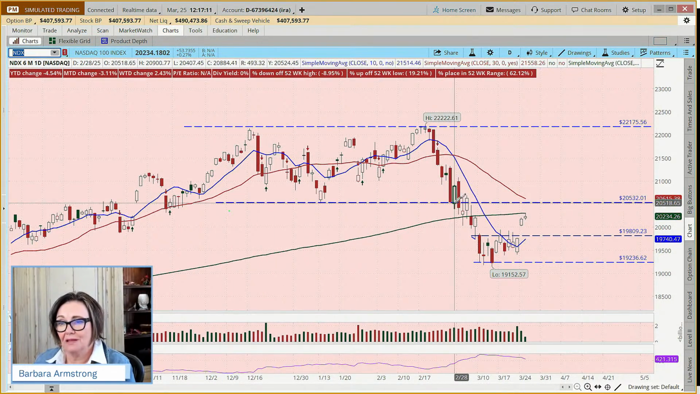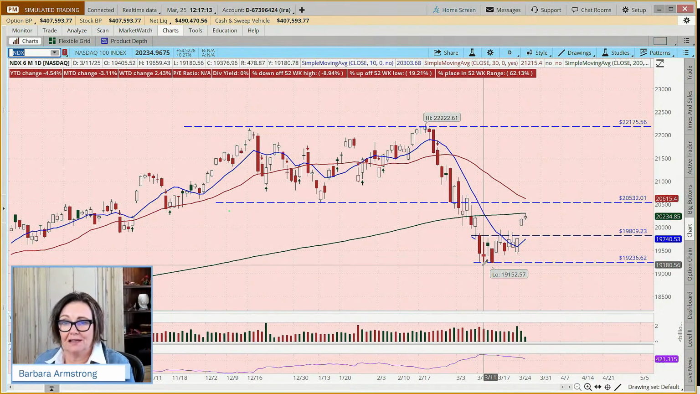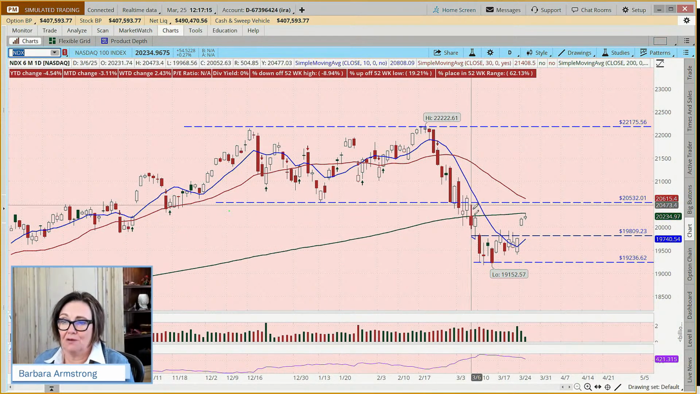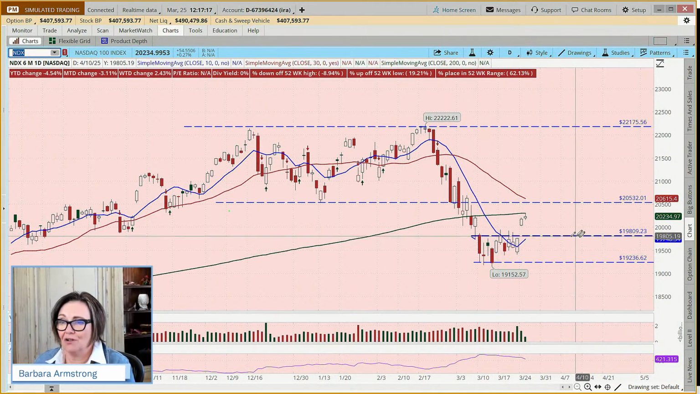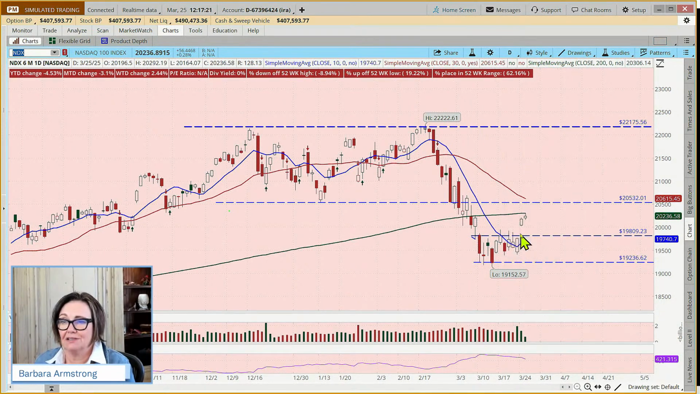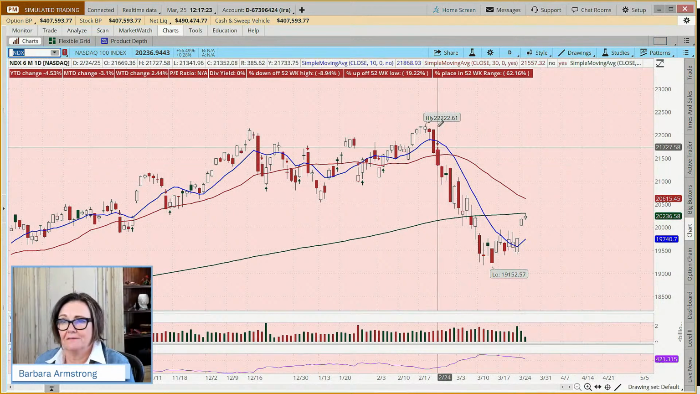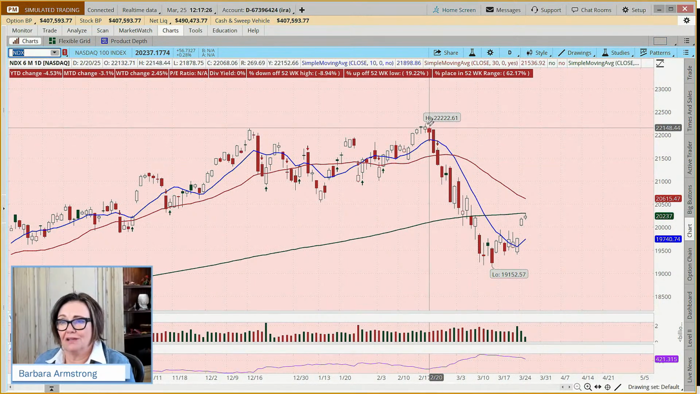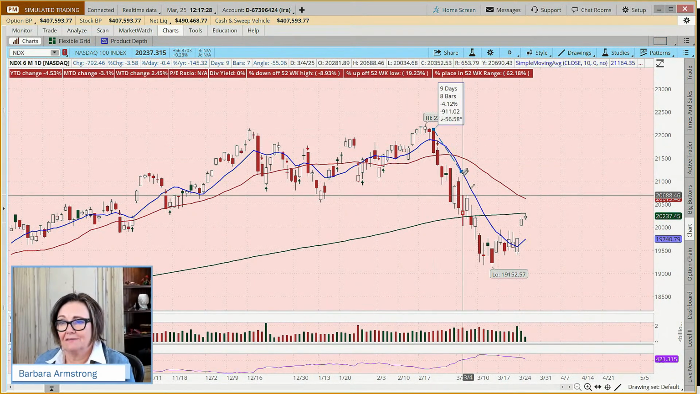Now, I had these other lines on the chart because it looked like we might be setting up a double top, and then it broke to the downside. But we came down to this level, and let me just get rid of these lines. So I'm going to clear this drawing set. But so, can we look at this?